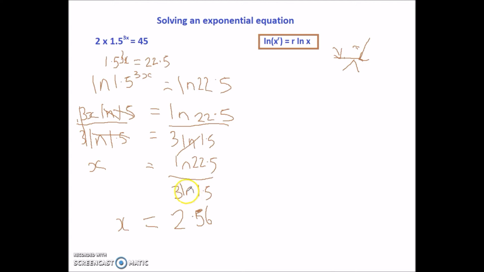So basically what we've done is we've had to use some of the basics of manipulating equations, but we've also had to use this rule as well. We've got a short break coming up, and then I will go through a more advanced example of this.